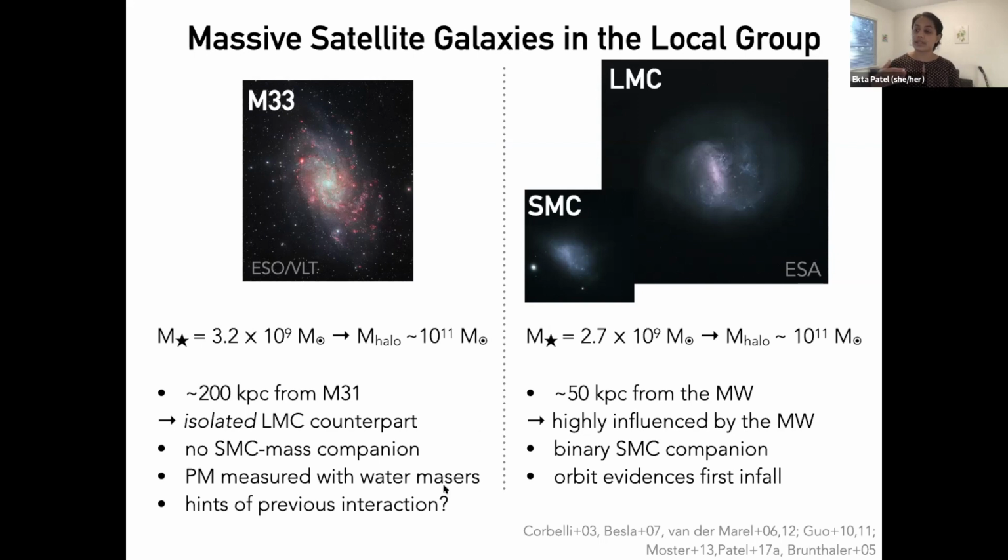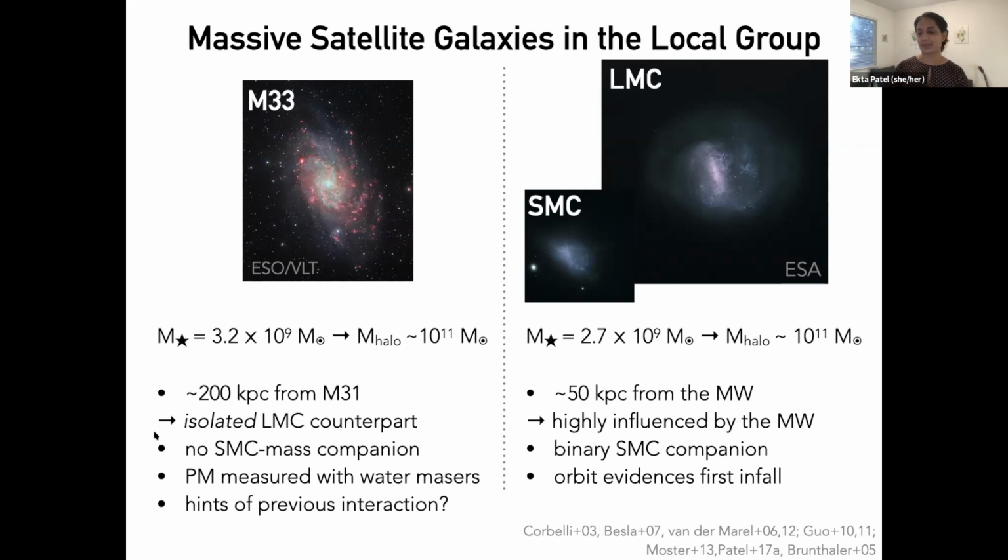In terms of its distance relative to M31, it's 200 kiloparsecs away from M31, so nearly 4 times the distance between the Milky Way and the LMC. But for this reason, I like to think of it as sort of an isolated LMC counterpart. Isolated is loosely used here, of course, because it's still a satellite galaxy within the Andromeda Halo, but it does not have this SMC mass companion.